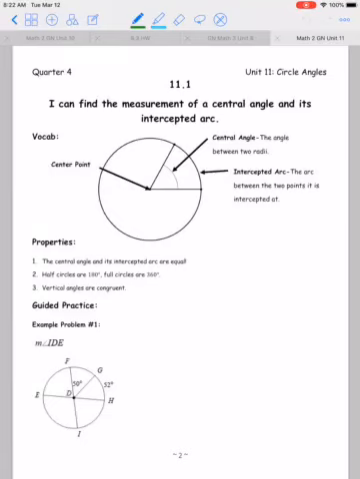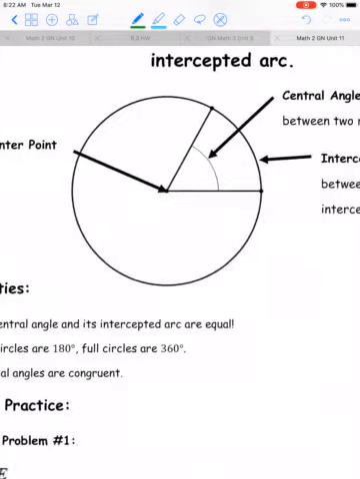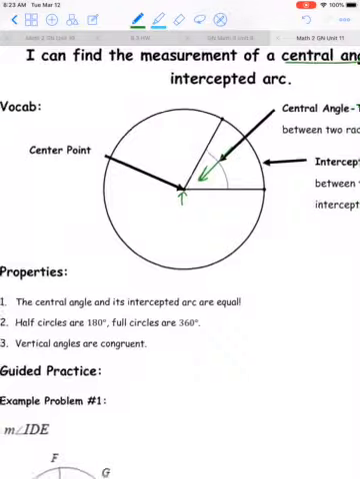Okay, Unit 11 is still looking at circles, but now we're looking at some angles that are in them. So the easiest one we're going to look at is the central angle, and that's just when you have the center point, like right here, and there's two radii coming off, and it's the angle right in between them. So that's the central angle.